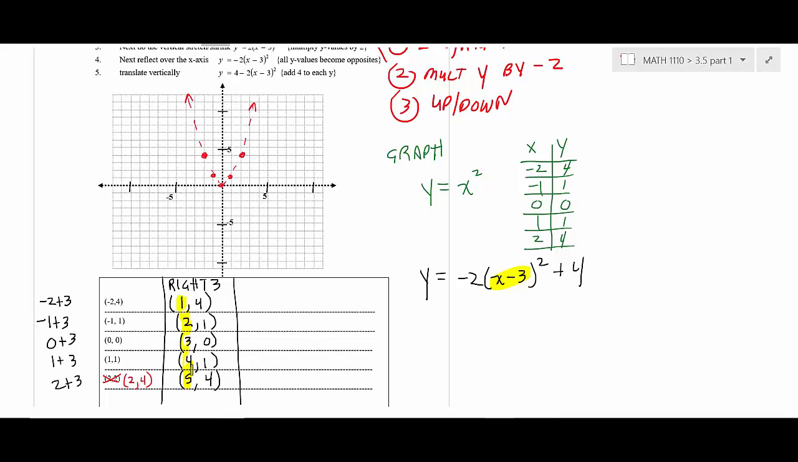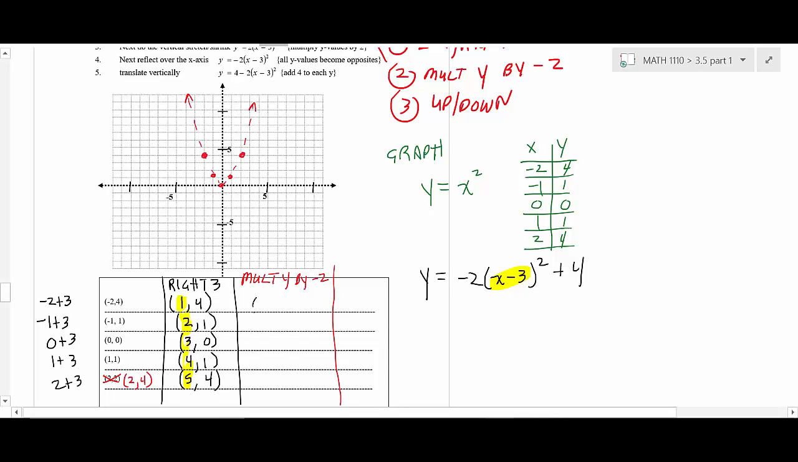Multiply the y's by negative 2. That will reflect and stretch at the same time. You don't have to do them separately. So what we're going to do next is just write it this way: multiply y by negative 2. I prefer students write it that way because they understand it better than if you just say reflect and stretch, because it's going to do both at the same time.